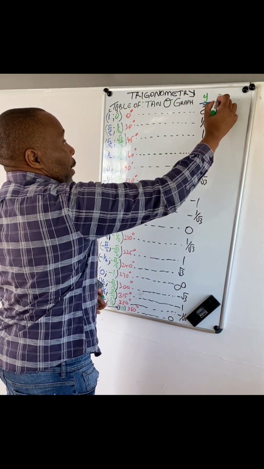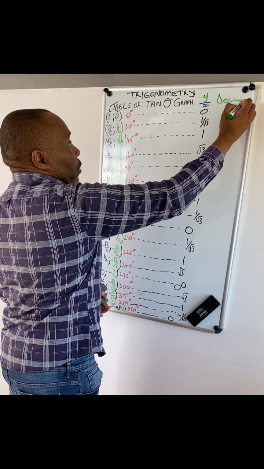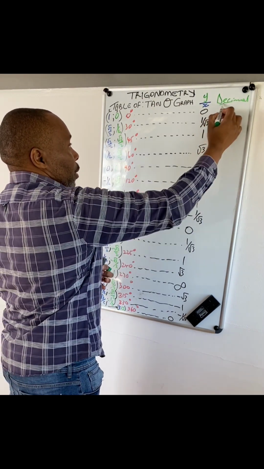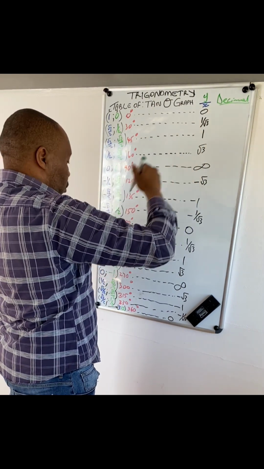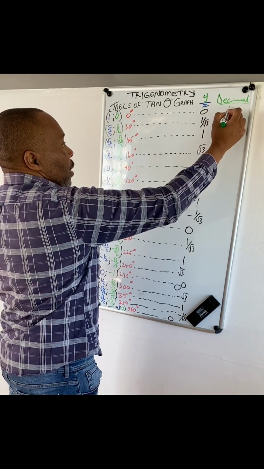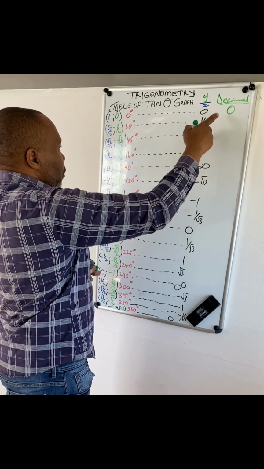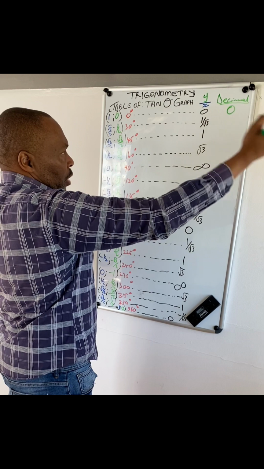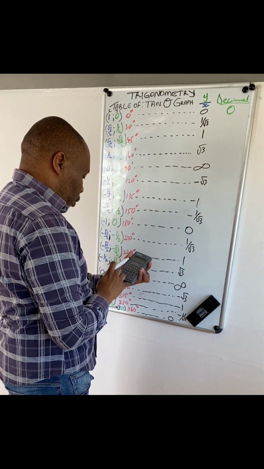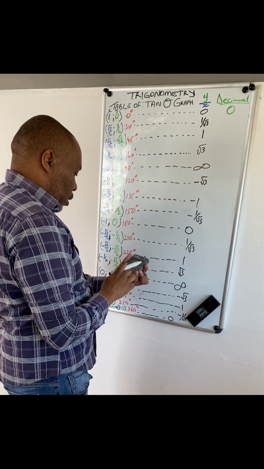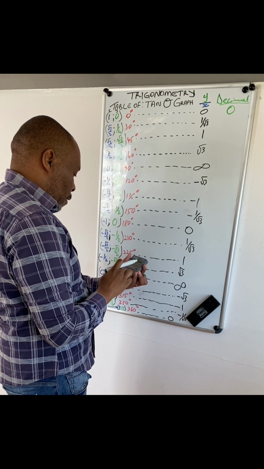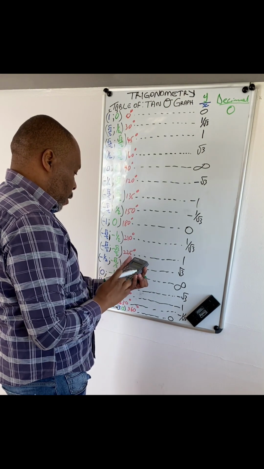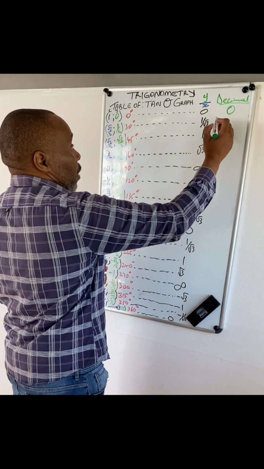So let me put my decimal here, the point form, if you want to put it that way. At 0 degrees, the decimal form is 0. Then 1 over root 3, 1 divided by root 3, is 0.577.